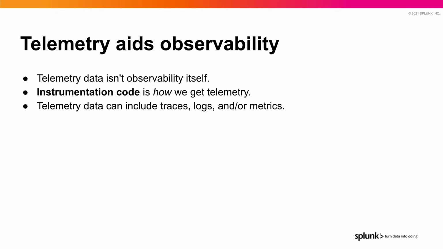Now, when we take a look at telemetry, telemetry aids observability. The telemetry data isn't observability itself. It's the actual instrumentation of our application. It's how we get telemetry. And telemetry data includes traces, logs, and metrics. These particular data points allow us to clearly understand what really is going on. It's not, hey, there's a service acting up, or hey, there's a server down, let's take a look into it. This is more getting the answer right away so that it makes your troubleshooting much, much easier when trying to find that needle in a haystack.